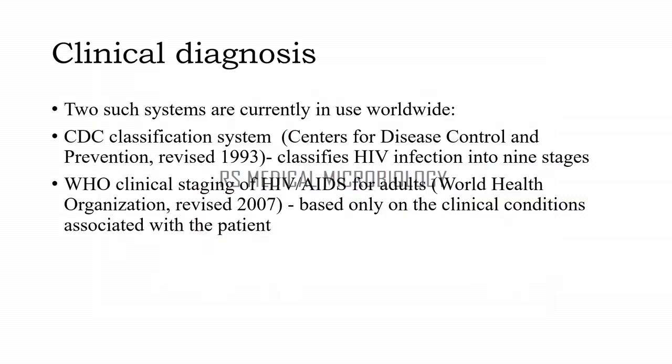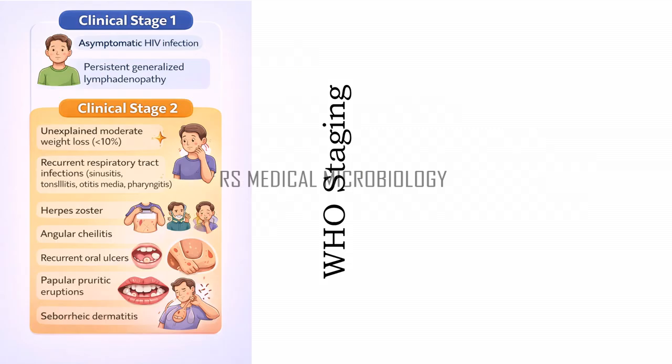So clinically, when you want to identify or classify, you have two different systems: the CDC system and the WHO system. Generally, what we follow is the WHO system, which is based on the clinical conditions of the patient. In stage 1, you have an asymptomatic HIV infection, and the patient may have persistent generalized lymphadenopathy.